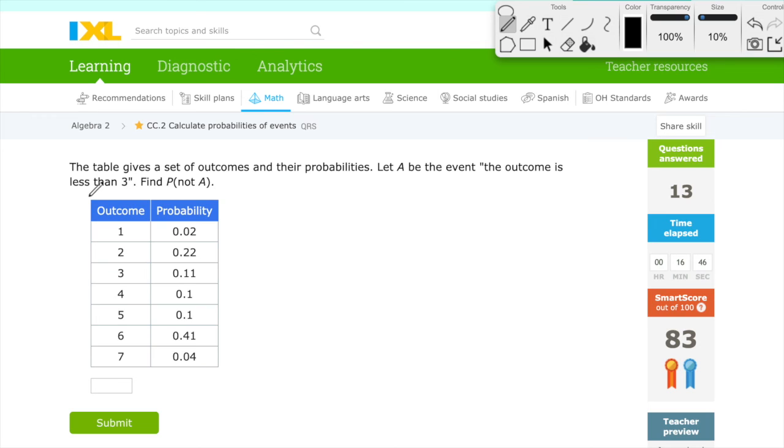The outcome is less than 3, and we want to find the probability that it's not this thing. So basically, which ones don't work is what we're adding together. So we want to find which things are essentially not less than 3. 3 is not less than 3. 4 is not less than 3. 5 is not less than 3. 6 is not less than 3. 7 is not less than 3. So basically all these. Another way is to find what does work and subtract it from 1. So a couple options there.